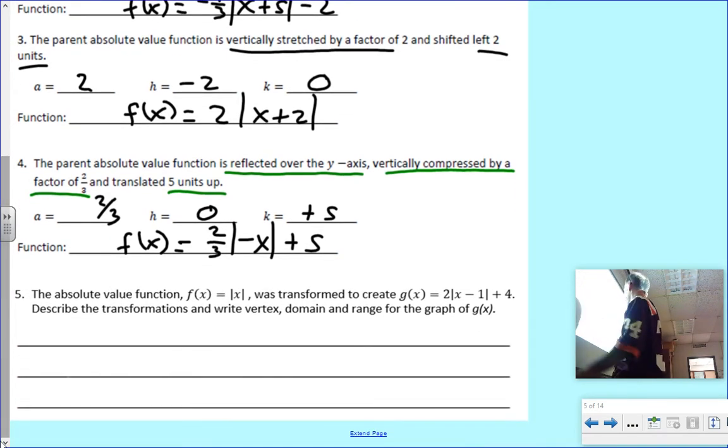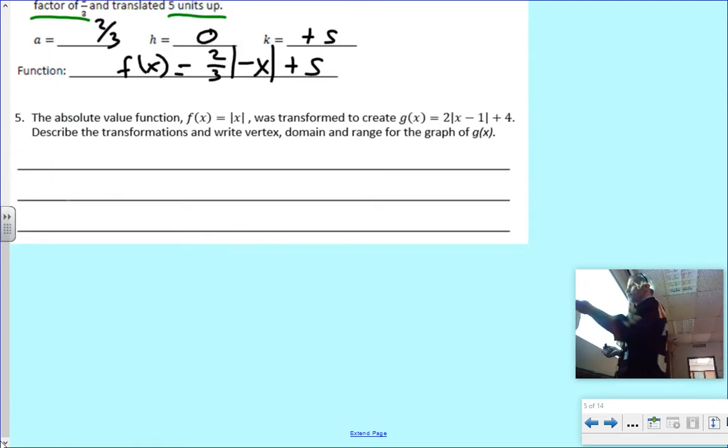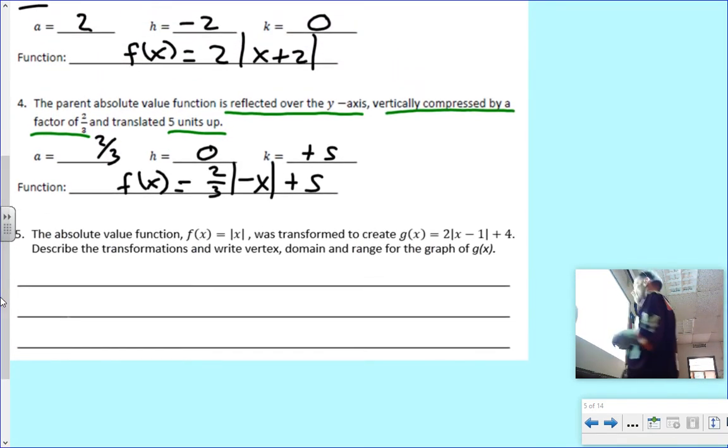Let's look at the next set, and I think these are easier. So now you've got the parent function and you're transforming it to 2 absolute value of x minus 1 plus 4. Describe the transformations and write the vertex, domain, and range. Okay? So again, I'll do this one. I've got one more on the next slide. I'll let you do that by yourself.